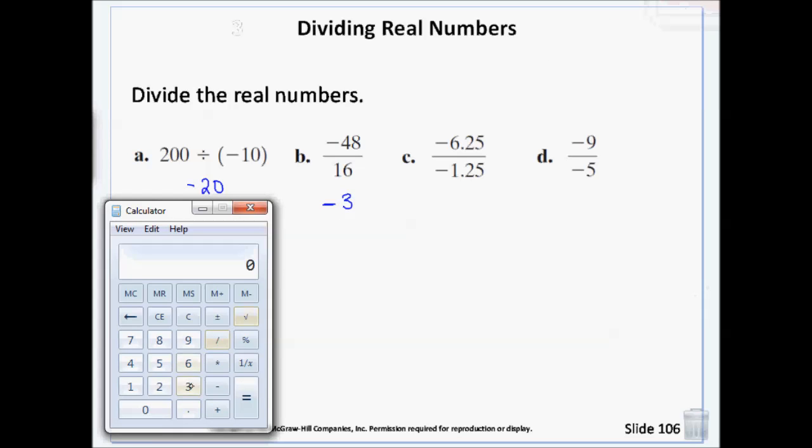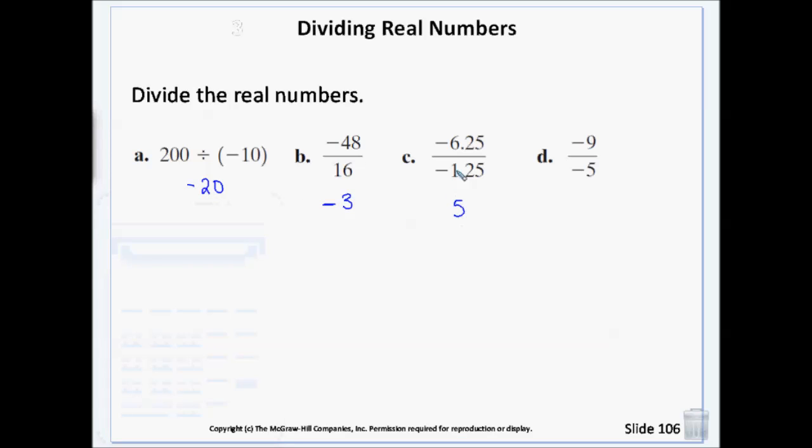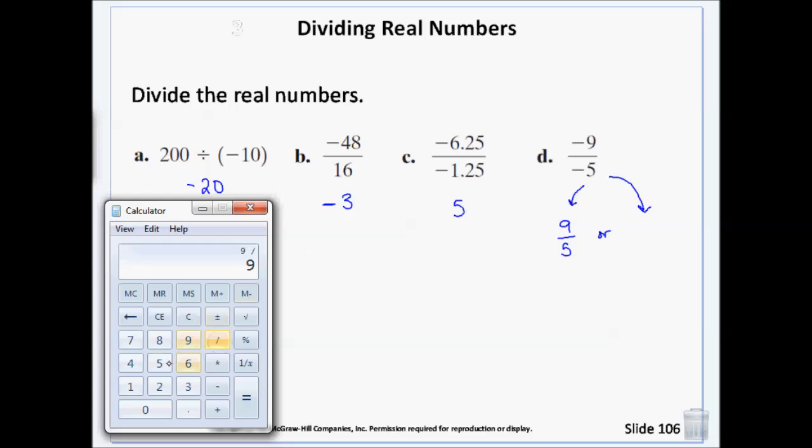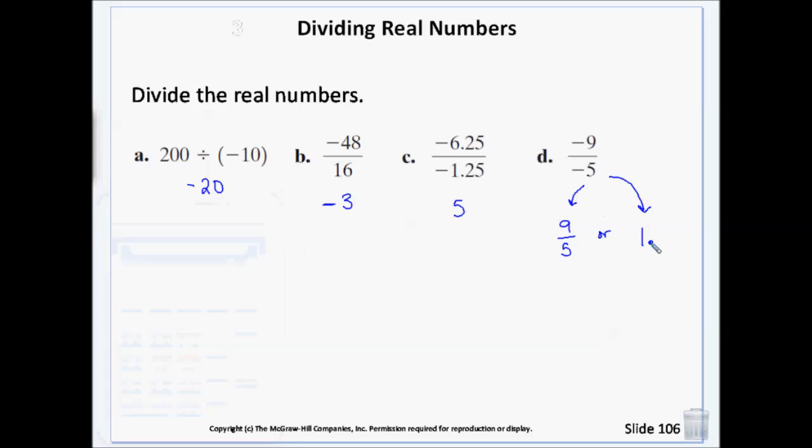So if I do 6.25 divided by 1.25, oh, I was right, it is 5. Okay, cool. So it's positive because I had negative divided by negative. And negative 9 divided by 5. I can do two things here. I can leave it as a fraction and just make it positive, because a negative divided by a negative is positive. Or I can actually do the division and do 9 divided by 5 and turn that into a decimal, 1.8.